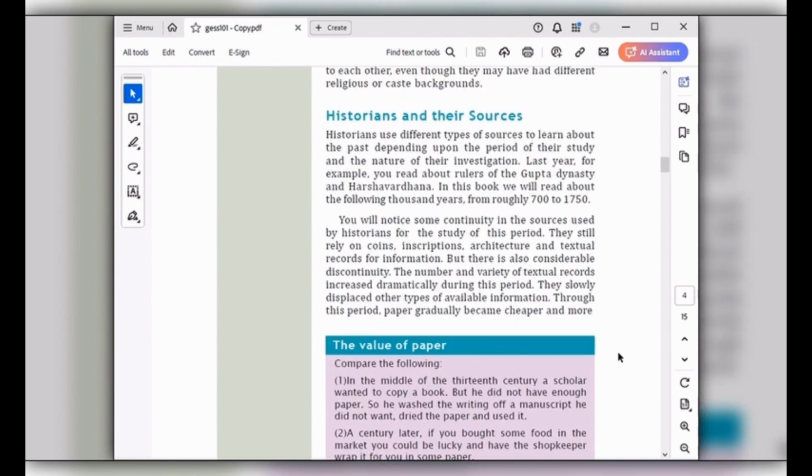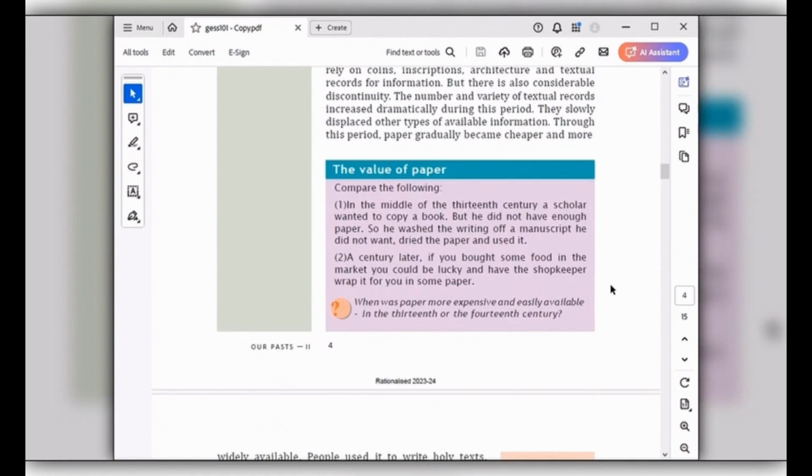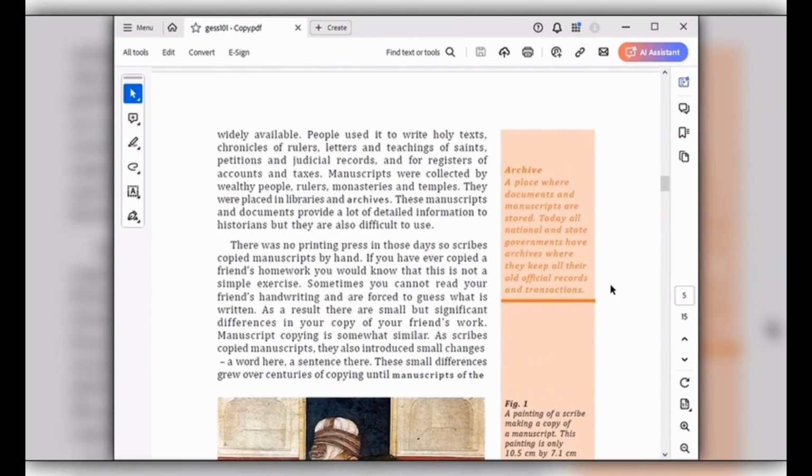Through this period, paper gradually became cheaper and more widely available. People used it to write holy texts, chronicles of rulers, letters and teachings of saints, petitions and judicial records, and for registers of accounts and taxes. Manuscripts were collected by wealthy people, rulers, monasteries, and temples. They were placed in libraries and archives.